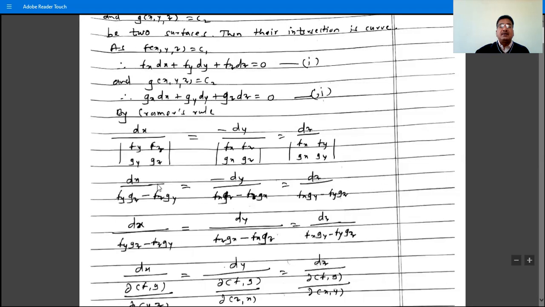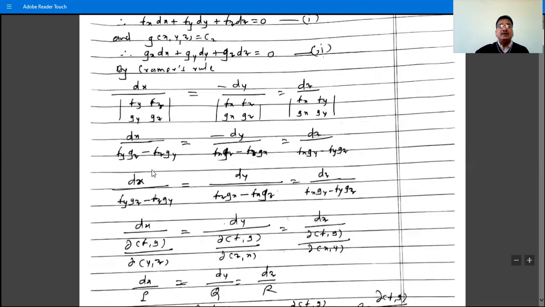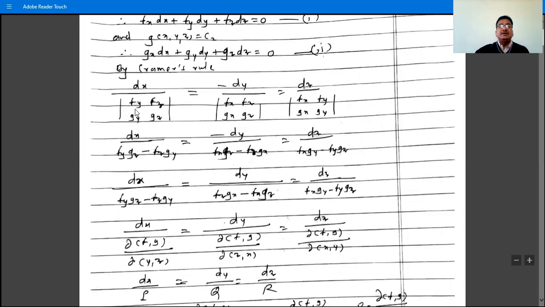After solving these determinants, what do we have? The first determinant is fy gz minus fz gy, this one is fx gz minus fz gx, and this one is fx gy minus gx fy. Write gx, it is not gz, it is gx. And in fx gy minus gx fy, right here it is gy, not gz.